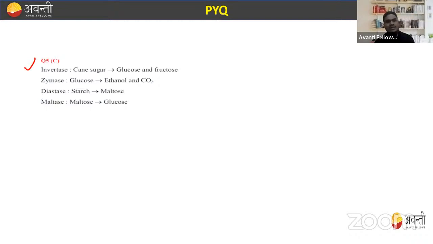Okay, so just remember this. This is very important, the names of the enzymes. You must remember because several times questions come from this topic, that is, which enzyme is used for the conversion of which into which, right? So invertase is generally used for converting cane sugar into glucose and fructose, and zymase is used for converting glucose into ethanol and CO2. Diastase is used for the conversion of starch into maltose, and the maltase enzyme is used for the conversion of maltose into glucose.